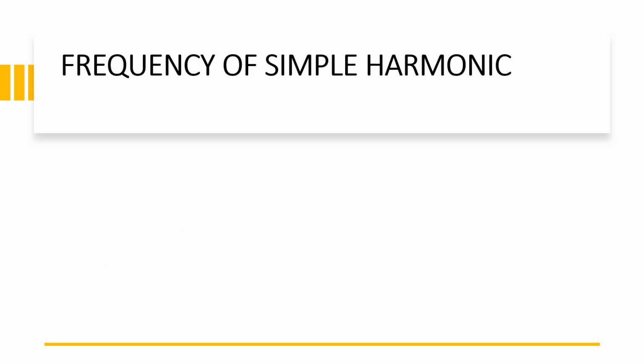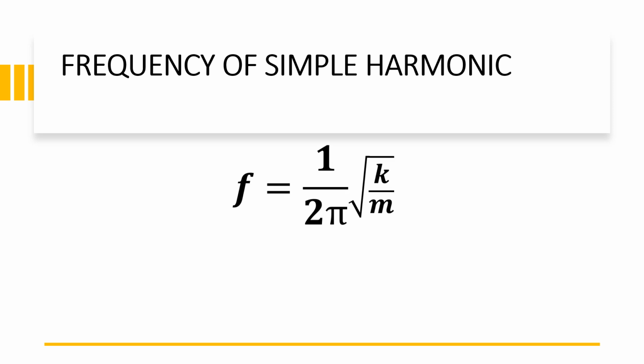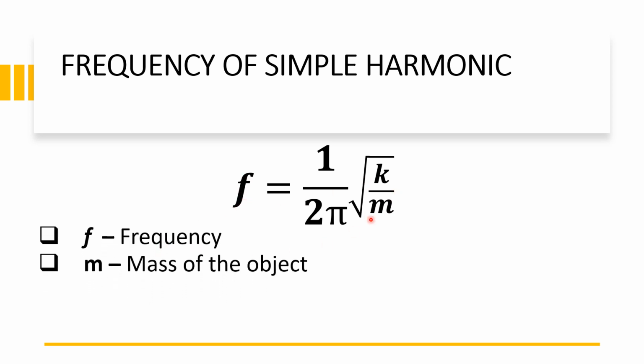And to get the frequency of simple harmonic motion, the formula will be this one. f is equal to 1 over 2π, so that is the reciprocal of the period, times √(k/m). So, f is the frequency, m is the mass of the object, or let's say in the spring, that is the mass of the object on the spring. And k again is the constant force that is in Newton per meter. So that is the equation to get the frequency of a simple harmonic motion.